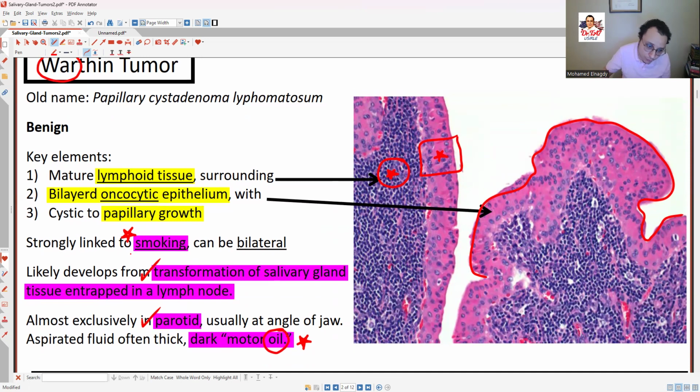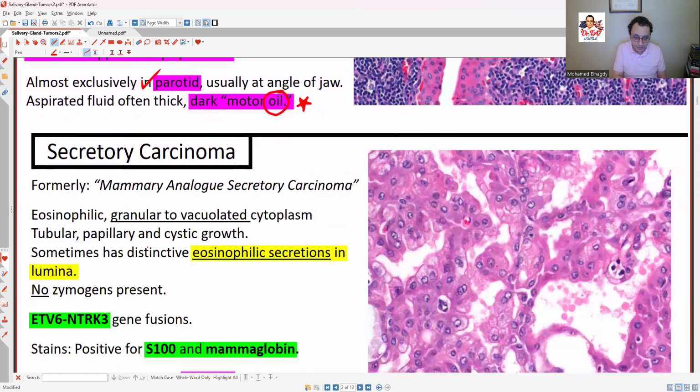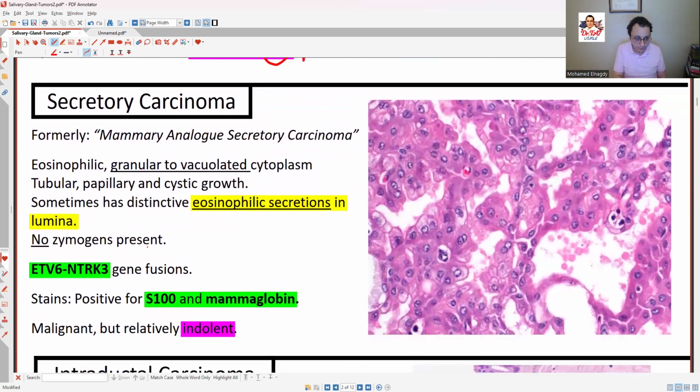And you might also remember that the war produced a lot of smoke, and that's why it's related to smoking. And that's why I memorized it. It's highly related to smoking, and it shows motor oil on fine needle aspiration. Double layer of oncocytes and lymphoid tissue or mature lymphoid tissue in the middle or in the center.